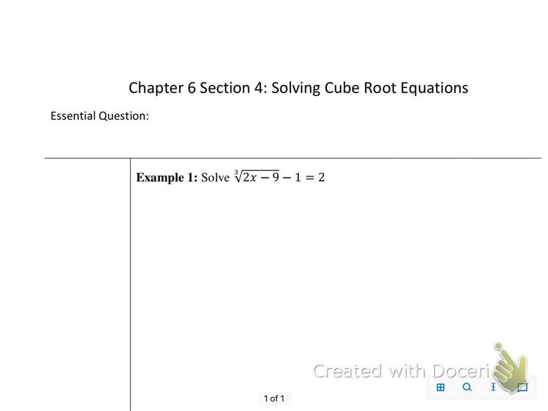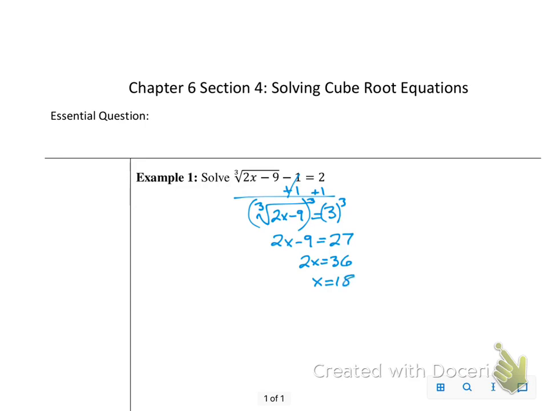So first things first, example 1, we're going to add 1 to both sides. When we do, we get the cube root of 2x minus 9 equal to 3. To get rid of a cube root, you cube it. So we do that to both sides. 2x minus 9 equals 27. Then we're just solving for x from there. So we add 9 to both sides, so that 2x equals 36. We divide by 2, and x equals 18.